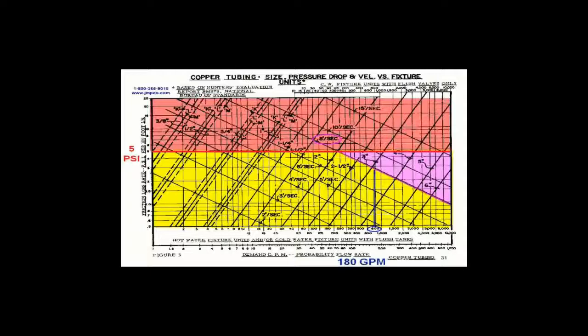So the bottom line is now we have a way to pick our pipe sizes. We want to stay below the 5 pounds per 100 feet max pressure drop and below 8 feet per second.